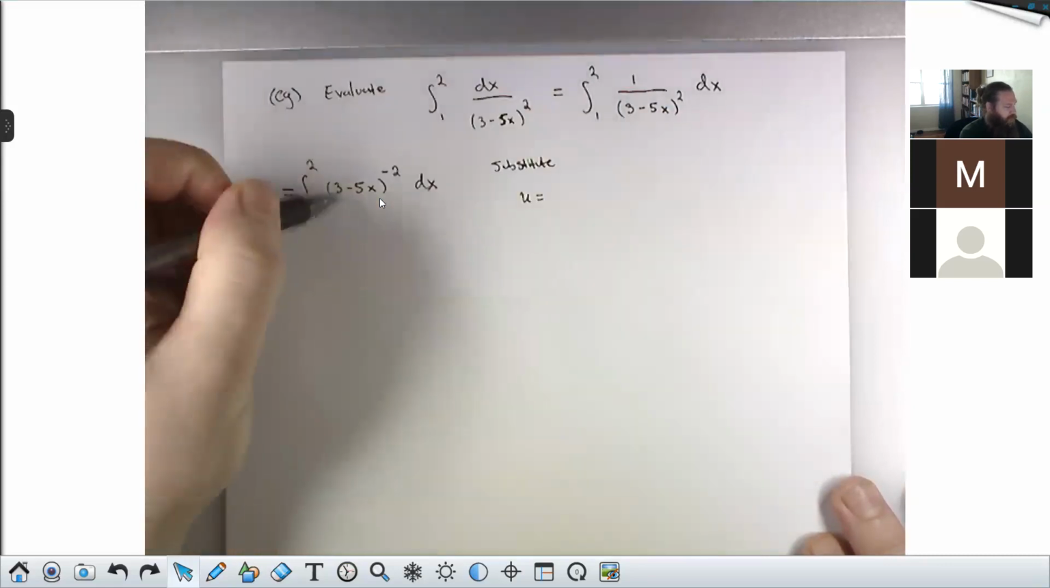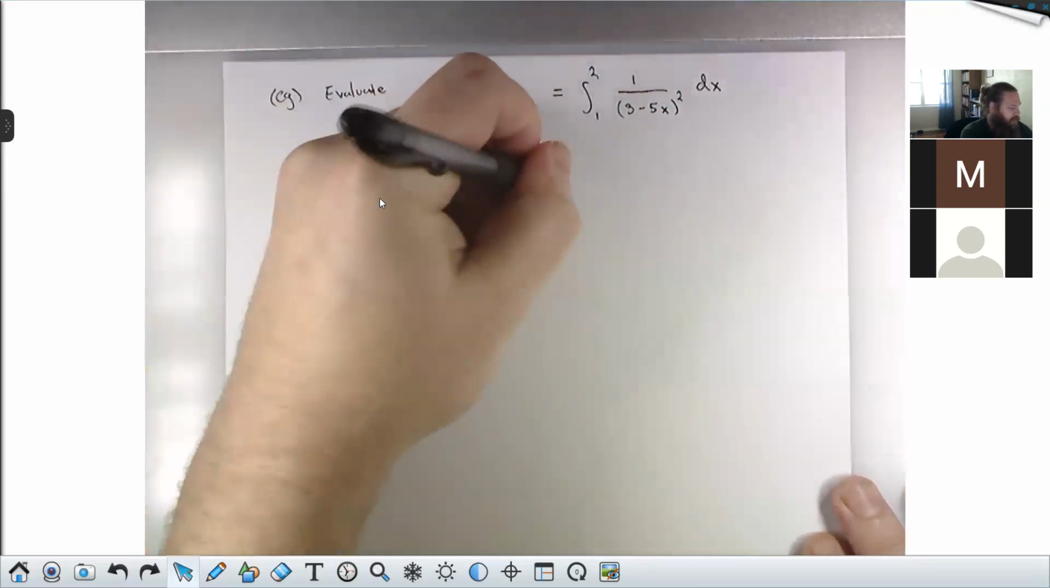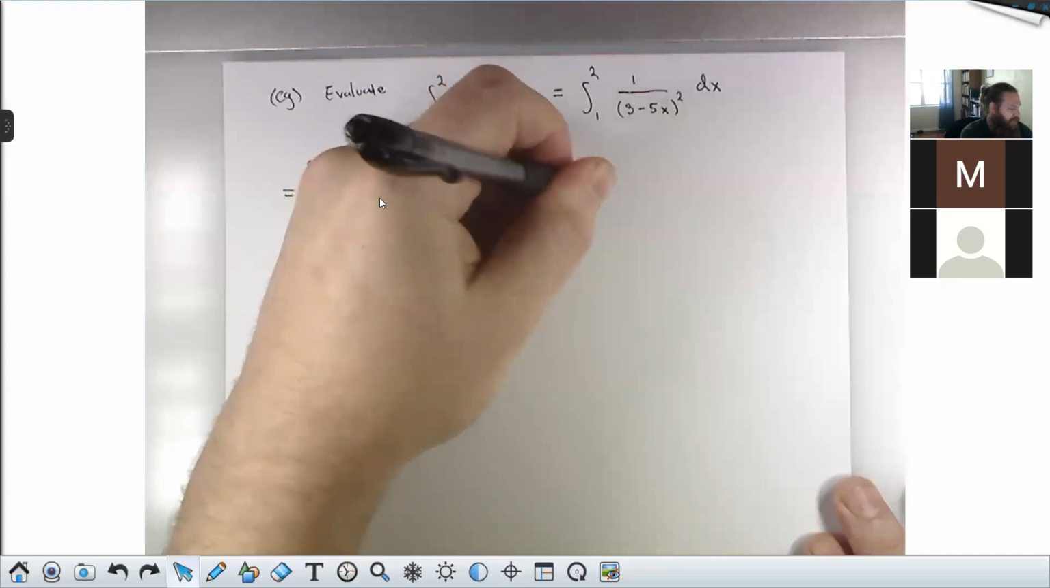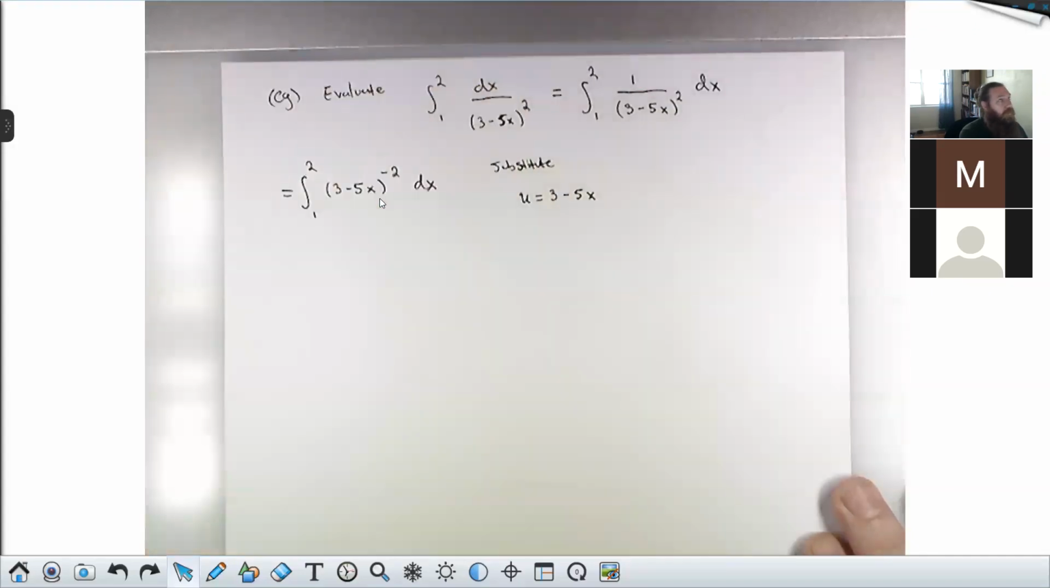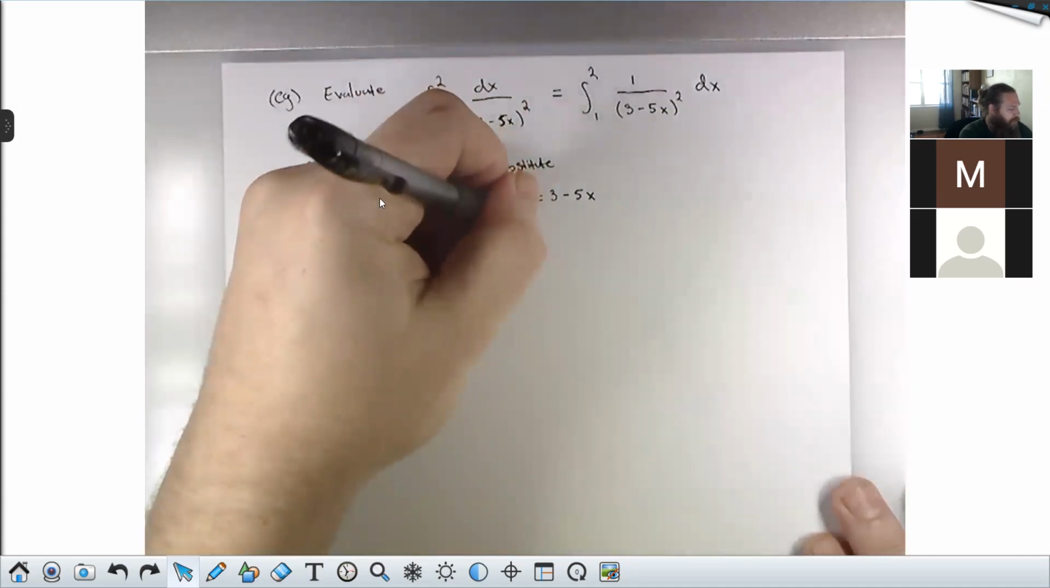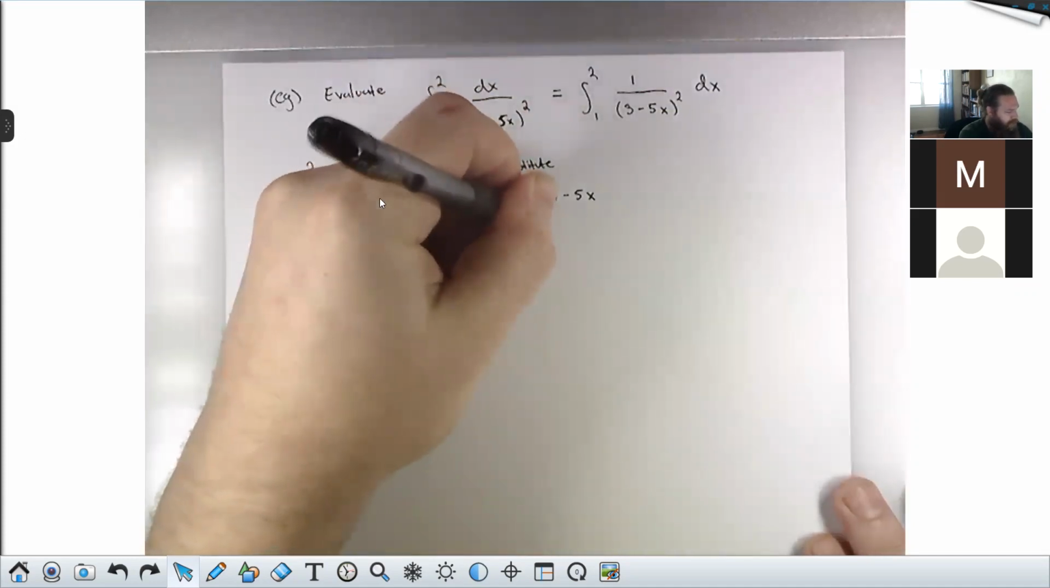So I'll substitute u equals 3 minus 5x. It's the third military flyover I did this morning. There are some loud planes going overhead.